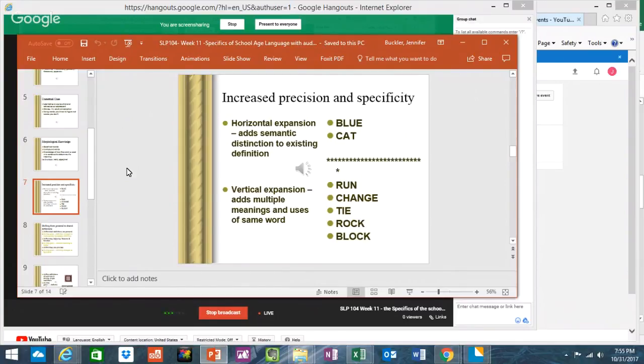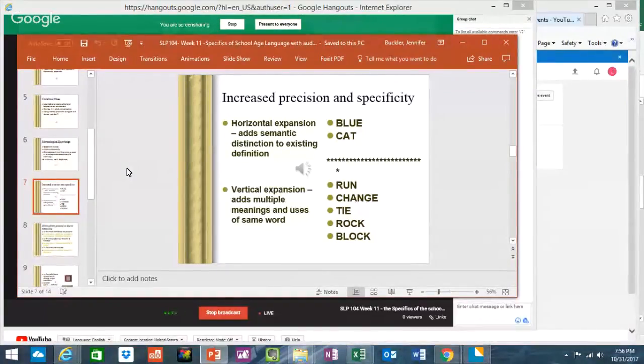And then it expands even further. Just as in the example I gave earlier with blue, we then expand cat to be Siamese, Burmese, tabby, calico. And so it is expanded not just by the cat's features, whiskers, paws, claws, but also by the type of cat that it could represent. So that's horizontal expansion. Vertical expansion is basically multiple meanings of using the same word.